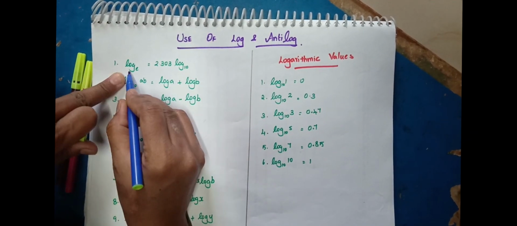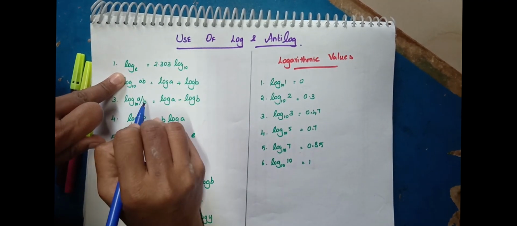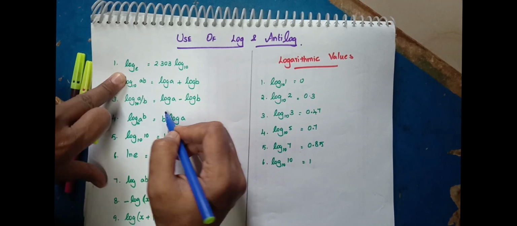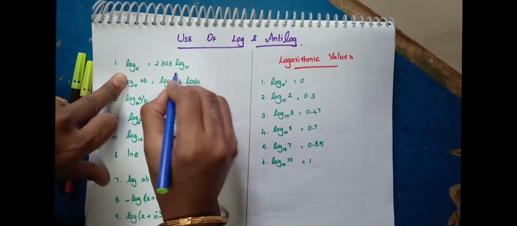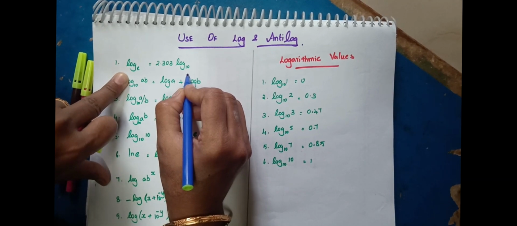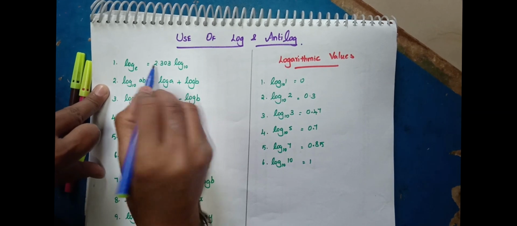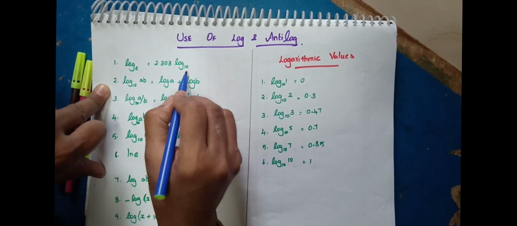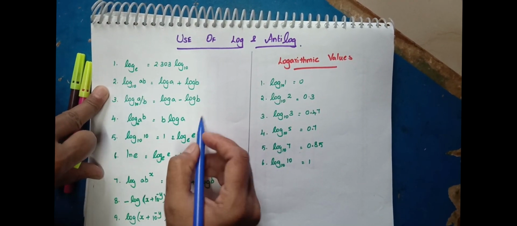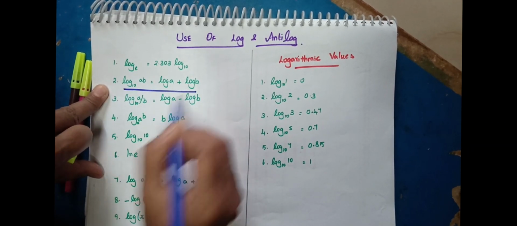See, log e is equal to 2.303 log 10. Usually in the exam, the problems will use only log 10, log base 10. So if they give you log e, you have to transform it as 2.303 into log base 10. The next important one is the log of a into b.